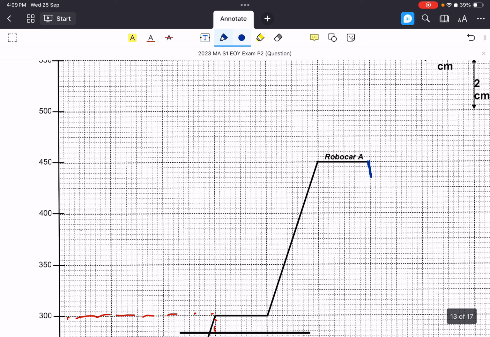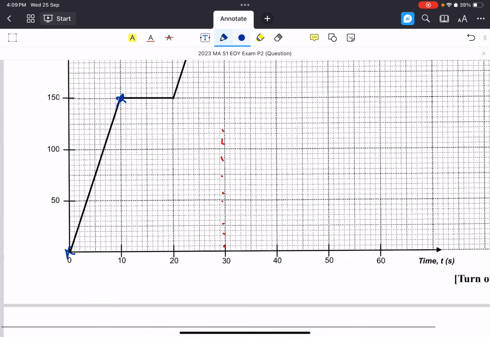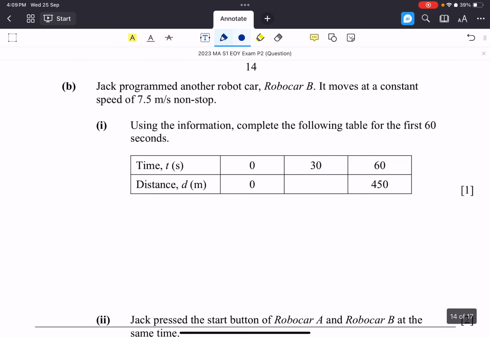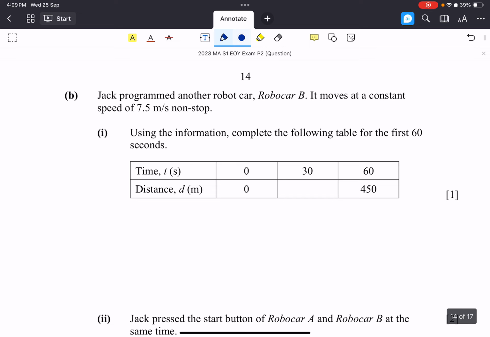Going down, next one, there's a part B. Jack programmed another robocar B, and it moves at a constant speed of 7.5 meters per second non-stop. So this time it won't stop and rest like robocar A. Using the information, complete the table for the first 60 seconds: 0, 30, 60. So over here, right in the middle, it's 225.